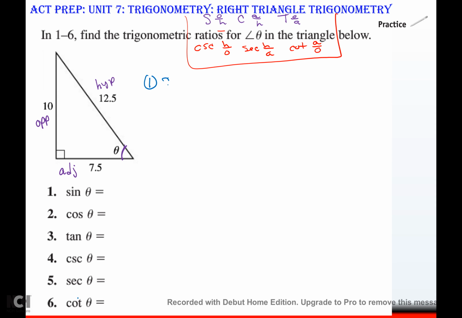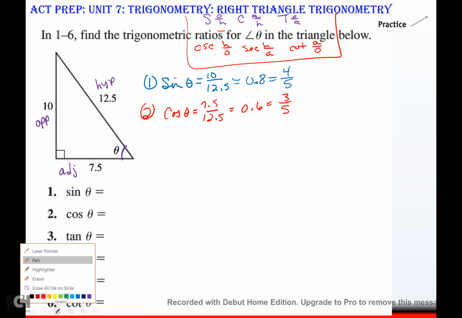So number 1, I'm going to do sine theta, which is going to be the opposite, which is 10, over hypotenuse, which is 12.5. Type that in a calculator, and you get 0.8. Math enter it, and you get 4/5. Because they usually want their ratio in a fraction form, not a decimal form. Okay, so there's 1. My cosine, number 2, cosine theta, is going to be adjacent over hypotenuse, which is 7.5 over 12.5. When I type that in, I get 0.6. Math enter it, and you get 3/5.